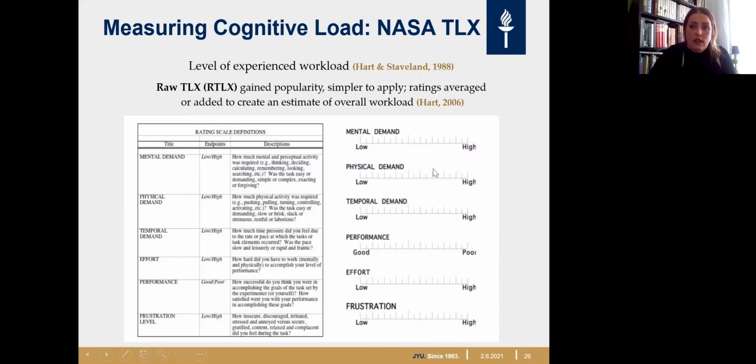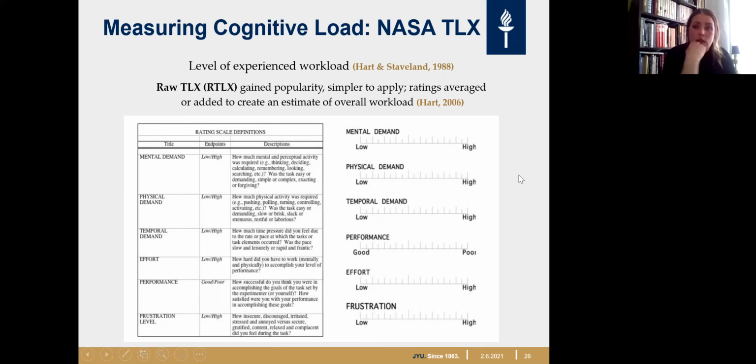In the original NASA TLX, it has been operationalized with these components: mental demand, physical demand, temporal demand, performance, effort, and frustration as a semantic differential. But then it also has the weightings, where respondents can give weightings of what components are more important in the evaluation of cognitive load in some specific condition. But raw TLX doesn't contain the weighting.